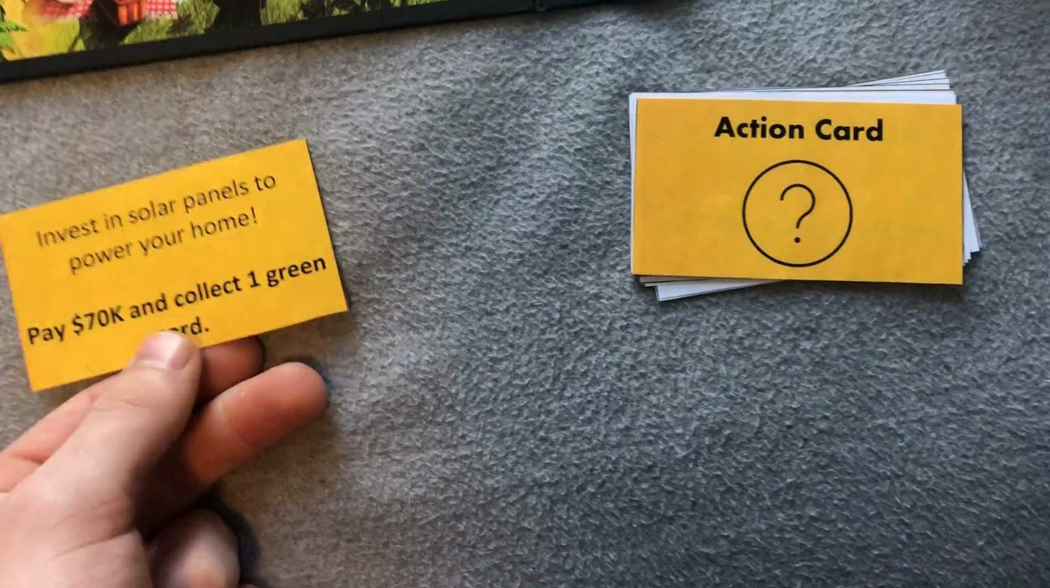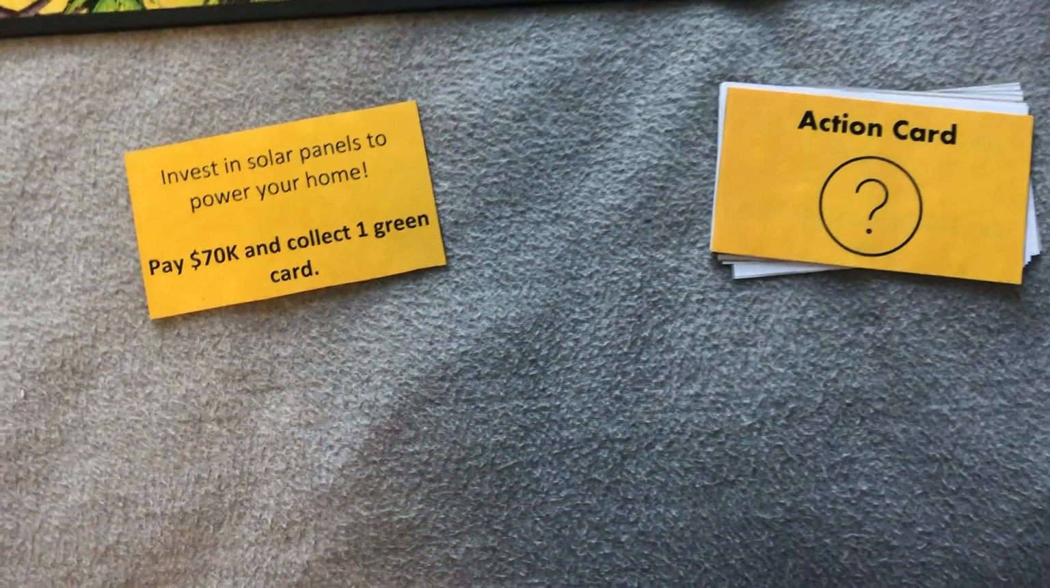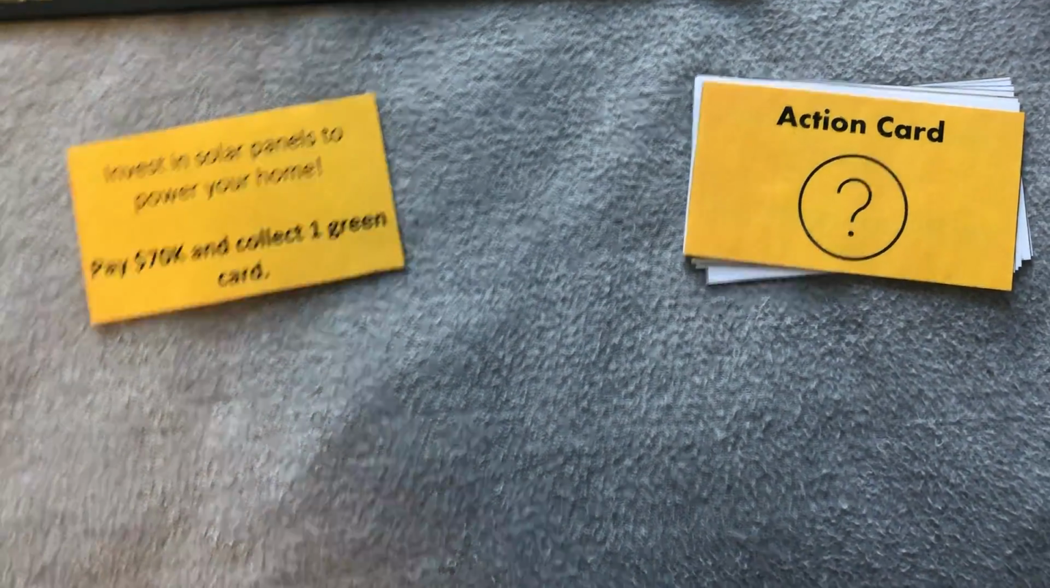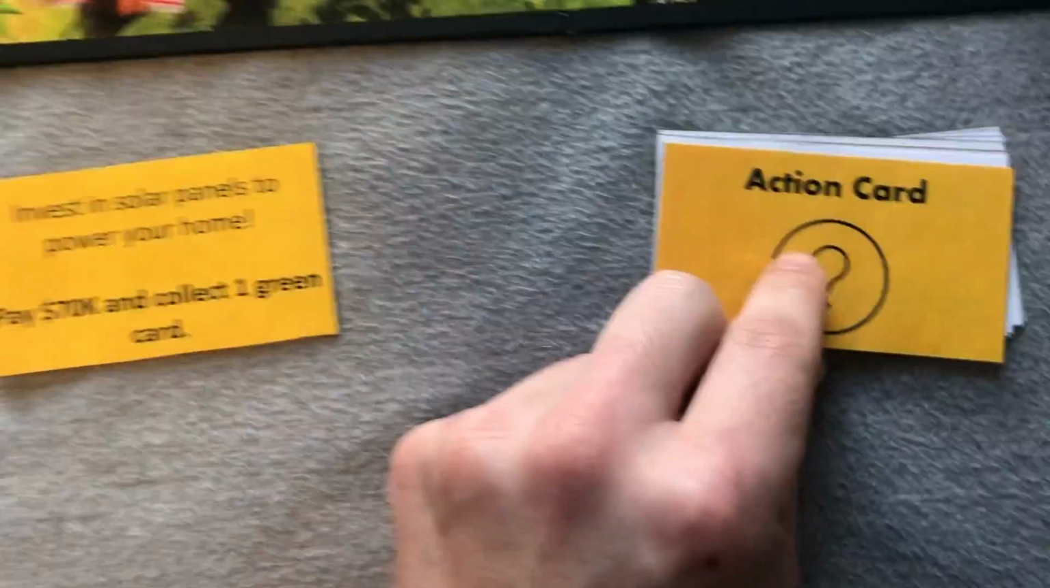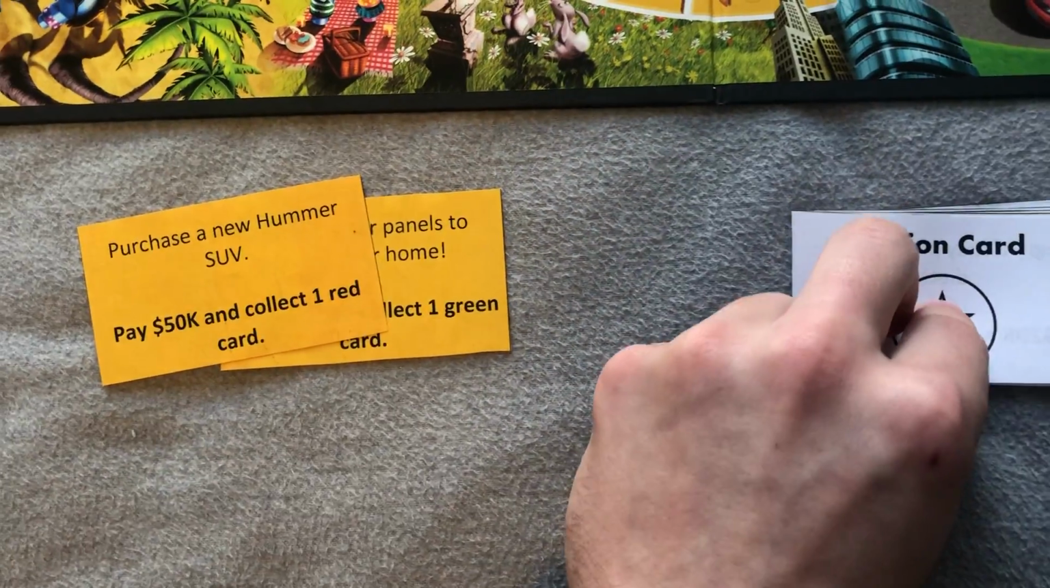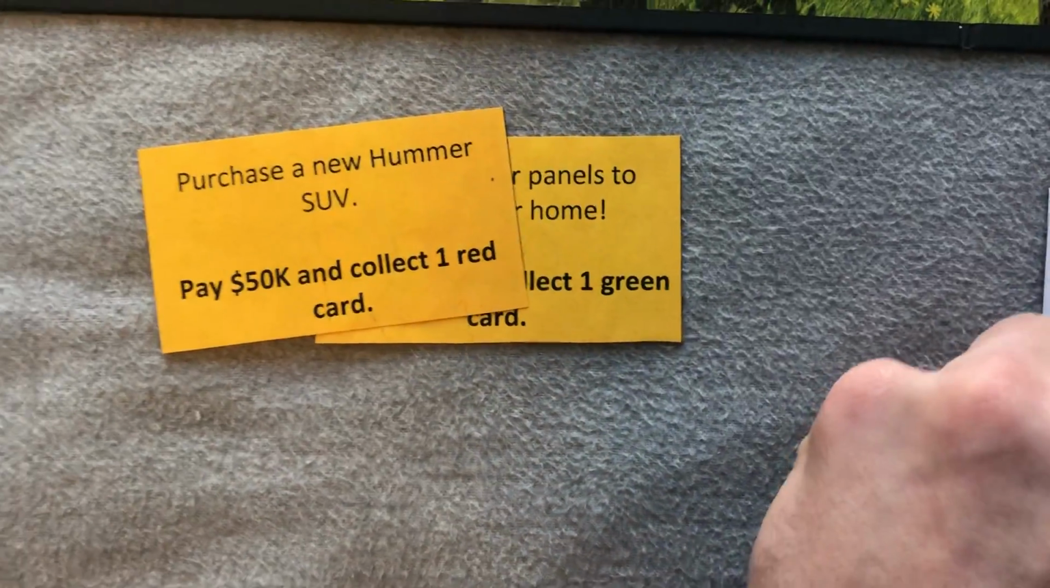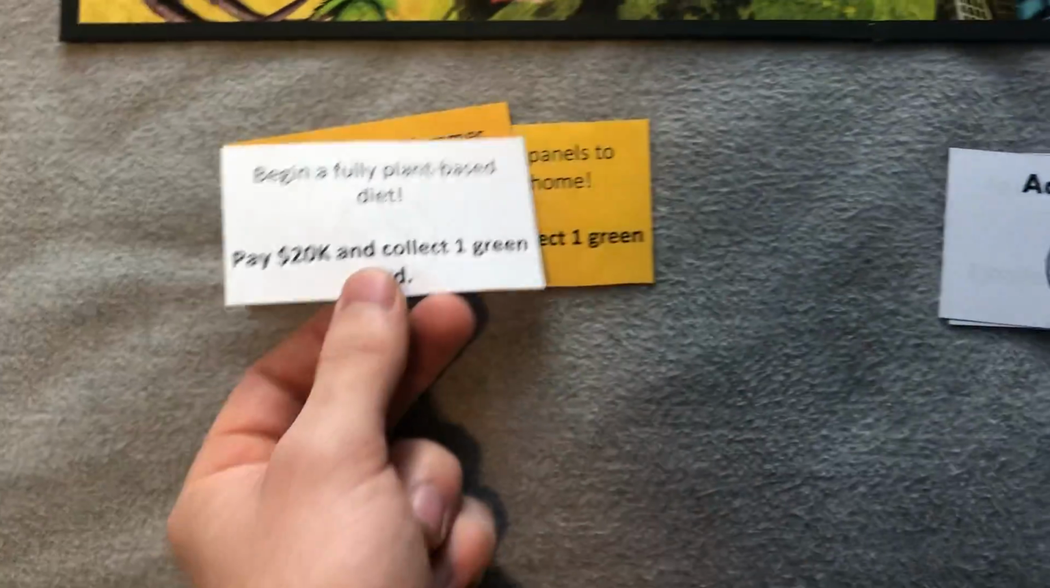And so half of these are good, and you get green cards, and you're helping the environment, and half of them are bad, and it's just kind of random. So you have invest in solar panels to help power your home. Purchase a new Hummer SUV, and once again, you either get green cards or red cards. Sometimes you're paying money, sometimes you're collecting.